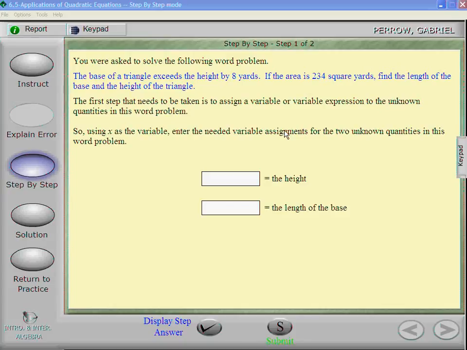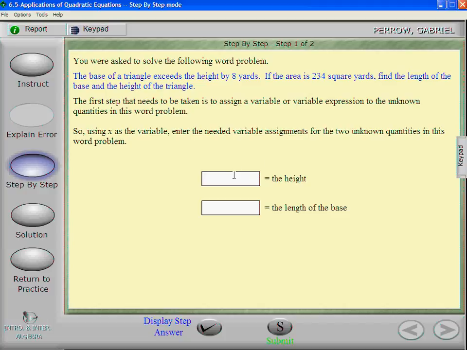Okay, so we've got the base of a triangle exceeds the height by 8 yards. If the area is 234 square yards, find the length of the base and height of the triangle. So we've got to find, I'm in tutor mode already here, so we've got to think about first the base of the triangle exceeding the height by 8 yards.